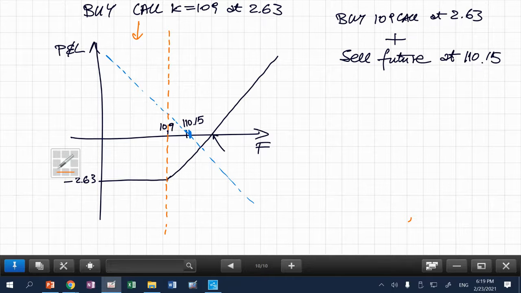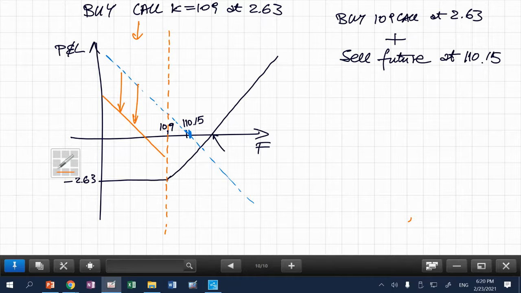What is the effect? The effect is that rather than having the full profit from the future, you have minus 263 relative to any possible level of profit on the future. So essentially, you have again a line with the same slope, which is driven down by 263, which is the premium of the call option. Have I been clear?